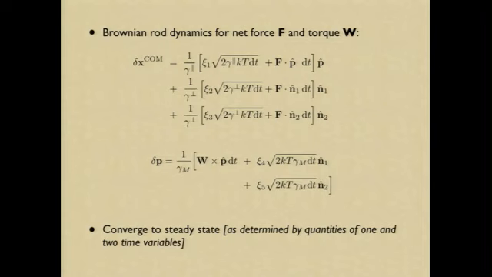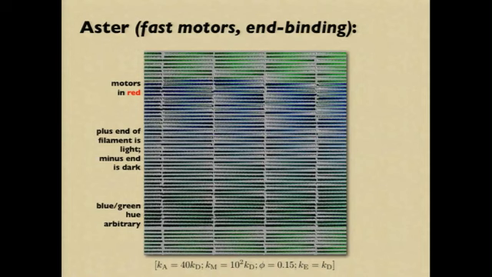And for this particular project, different from the previous ones, we're actually going to integrate the filaments as rigid rods using basically what's called Brownian rod dynamics there. I won't go through all this. To point out, we've got anisotropic damping on the rods here, and this is the total force on the filament. Total torque gives rise to rotation. We iterate this over and over again until we get a steady state, which we determine by looking at quantities of 1 and 2 time variables.